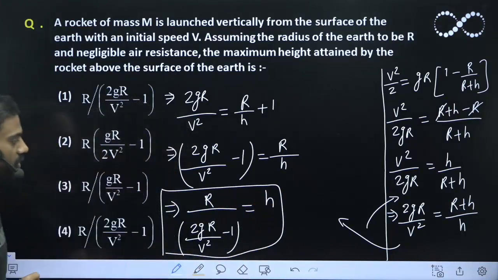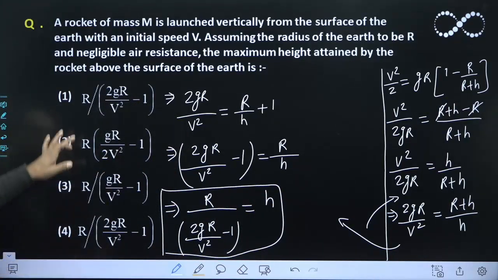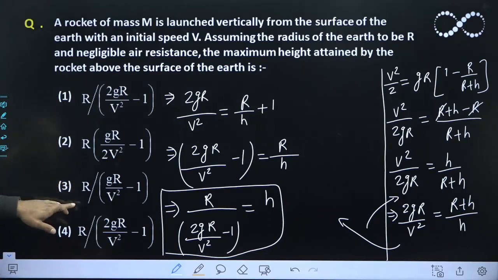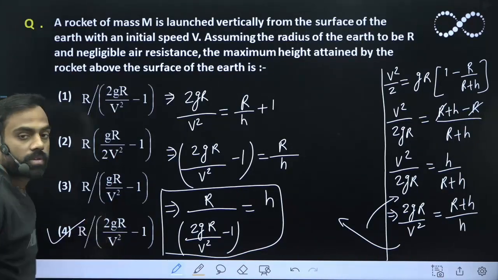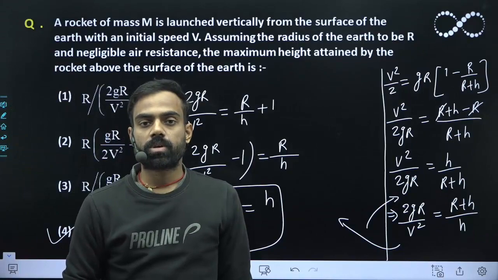So let us match with the options here. R divided by 2gR upon v squared minus 1. See, option 4 is matching here, R upon 2gR upon v squared minus 1. So option 4 is the answer. Okay students, I hope you understood this question.